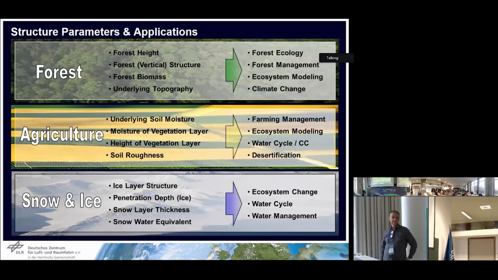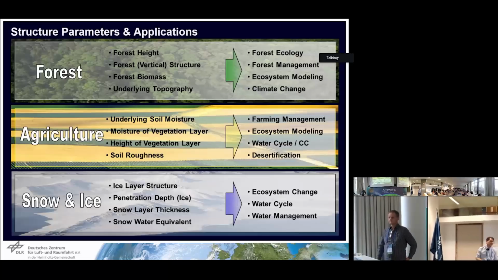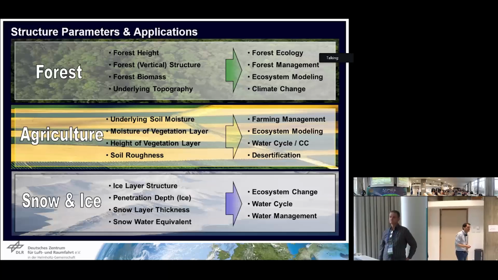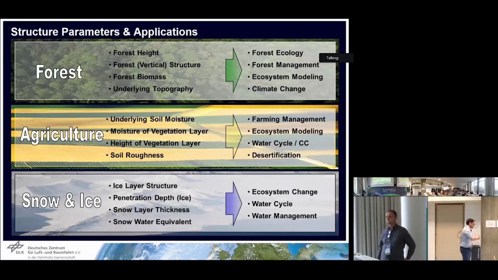Still in forest, getting vertical structure is another important application of PolInSAR. And then from there, if you have height and structure, you can think also how to use the two of them to get biomass. For agriculture, the fact that you are able to separate scattering mechanisms with polarimetry gives you the chance to separate the ground from the volume and to address moisture estimation at the ground and at the volume. So this is something that's still in progress.